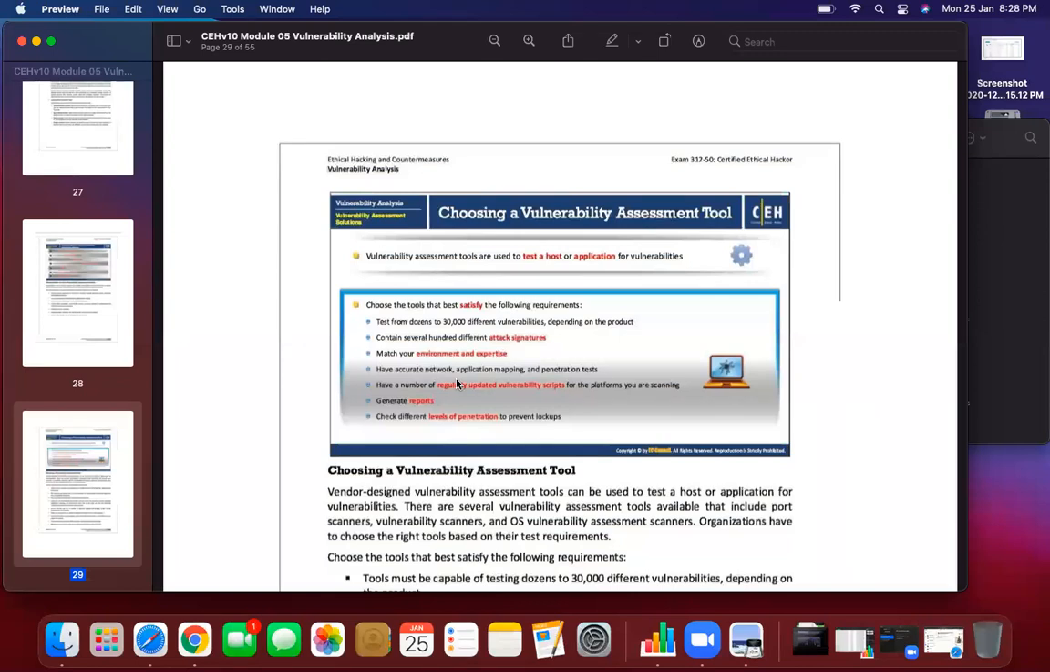Second thing, third point, match your environment and expertise. This one is the third point. Have accurate network scanning, and have a number of regularly updated vulnerability scripts available in the market. It may also generate reports and check for different levels of penetration to prevent lookups. Okay, these are some good characteristics of a good vulnerability assessment tool. Based on this, we can select.